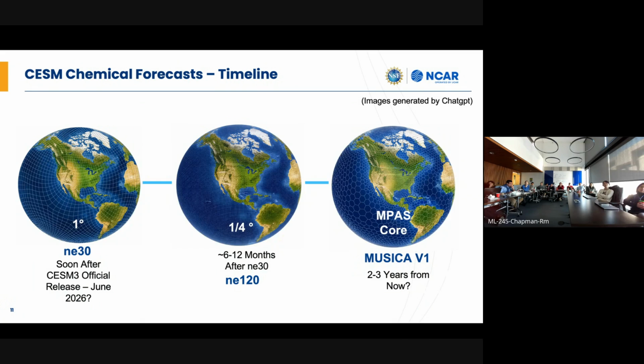And for the long-term timeline, we're going to start with NE30. Probably in about 6 months to a year, we'll add in the NE120 quarter degree run. We'll have to do a lot of tuning to make that look right. And then long-term, a few years from now, hopefully it'd be nice to do a MUSICA version 1 type forecast. That'd be great.